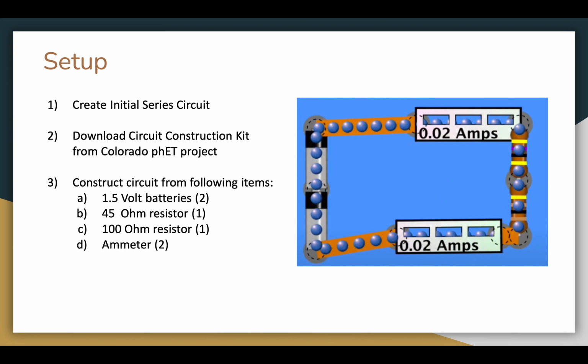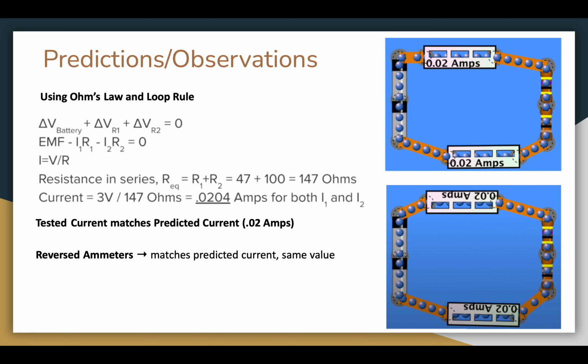So for our setup, in order to create an initial series circuit, I used the circuit construction kit program from the Colorado PHET project. I constructed the circuit with two 1.5 volt batteries, one 47 ohm resistor, one 100 ohm resistor, and two ammeters placed in the configuration shown in the image to the right. By using Ohm's law and the loop rule, we can predict the current to be 0.0204 amps, since current is equal to voltage over resistance.